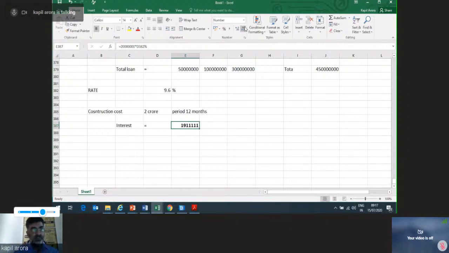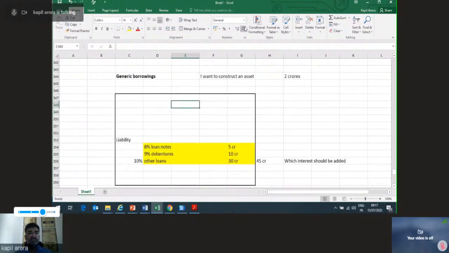This is something which we do when we have generic borrowings, not specific borrowings. So I have to take the average. We need to consider average. So the construction period I have considered 12 months, right? So let's assume construction period was 12 months. That is the reason I have taken 12 months here.